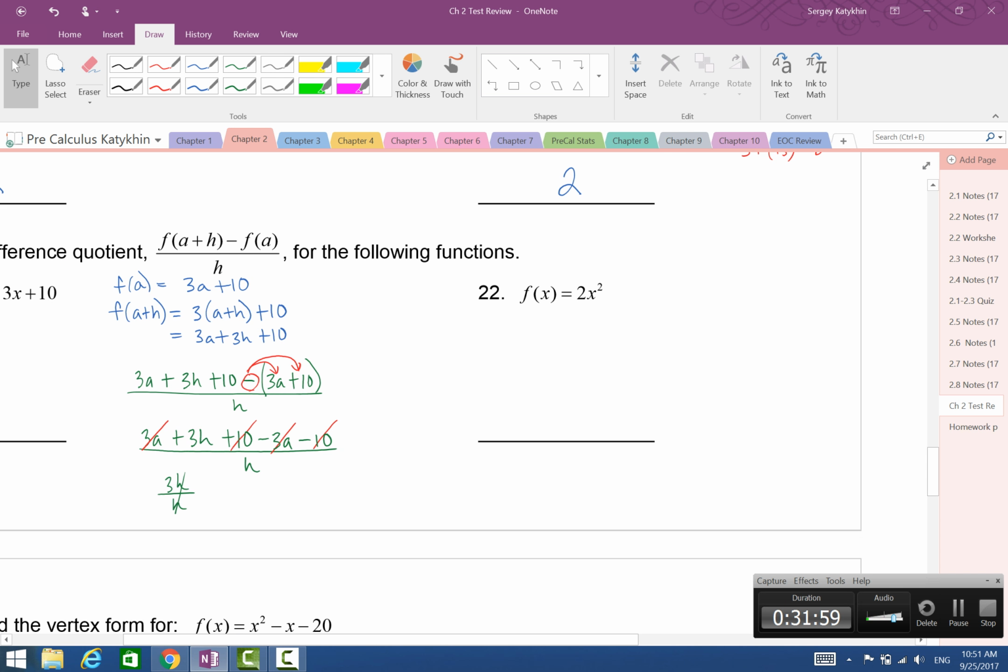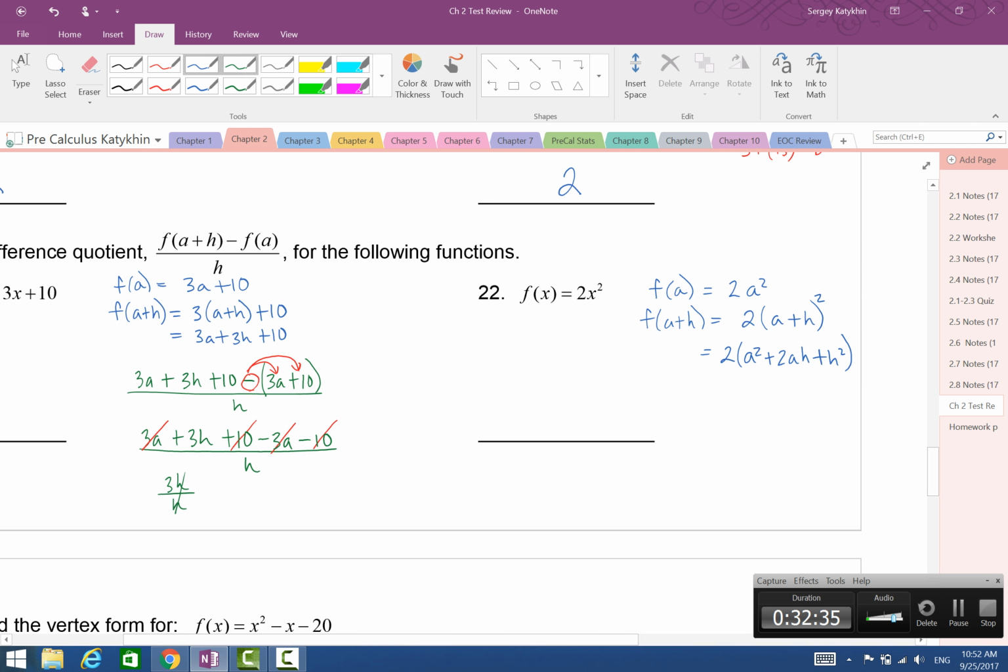Similar concept. This time I'm going to find f of a. So f of a is going to be 2a squared. So that was easy. Now f of a plus h is going to be a little bit more difficult because we're actually squaring that. So you have to remember you're going to square that. So we get 2 times, that gives you a squared plus 2ah plus h squared.